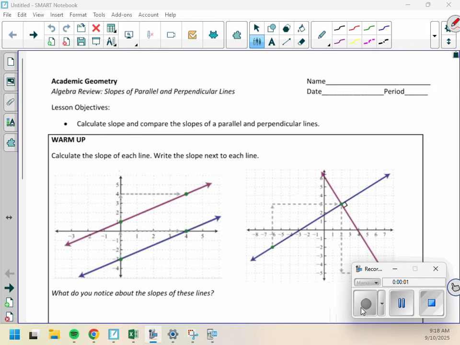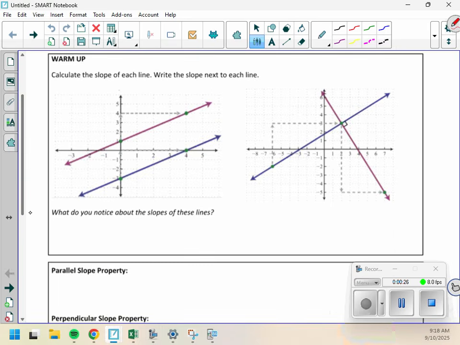Parallel and perpendicular lines, which may be something that you recognize from your Algebra 1 class. So typically I would have you do this warm-up on your own, but since I'm doing a video, I'll do this warm-up with you. We're going to calculate the slope of each line, and we'll write the slope next to each line. So to start, the first line, you'll notice this line from here to here has a rise and a run, and it has a positive slope. You should remember this from Algebra 1.